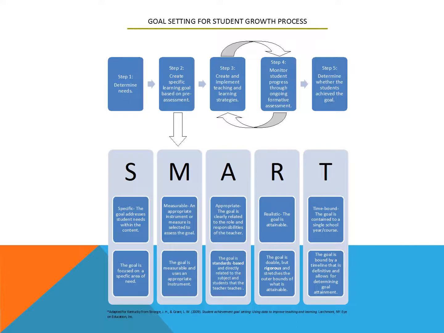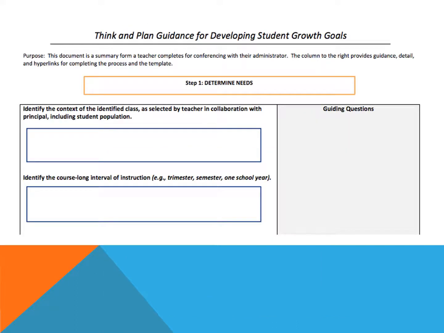SMART goal characteristics are: S, specific; M, measurable; A, appropriate; R, realistic; and T, time-bound. And in our areas of physical education and health education, you will select only one course during the whole year for your student growth goal.